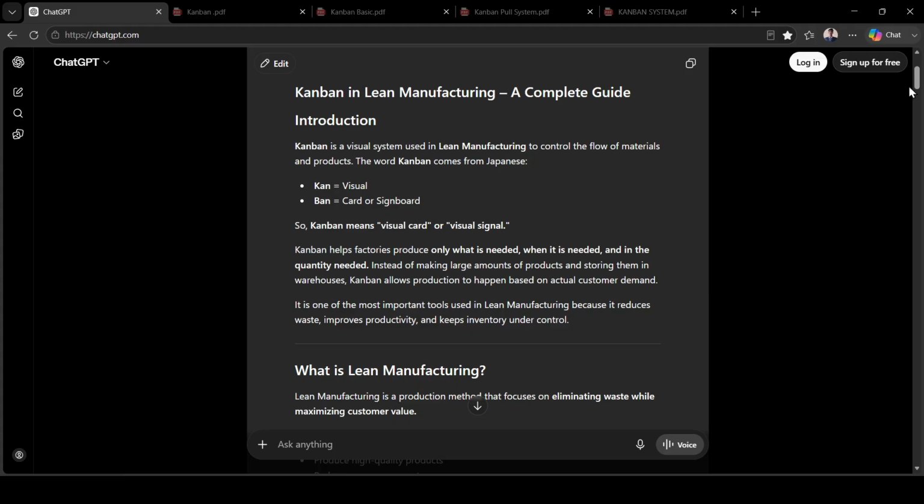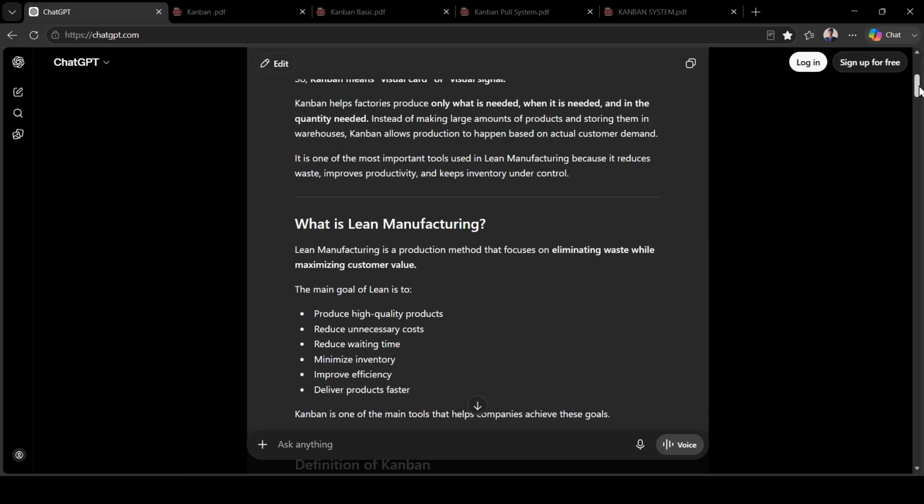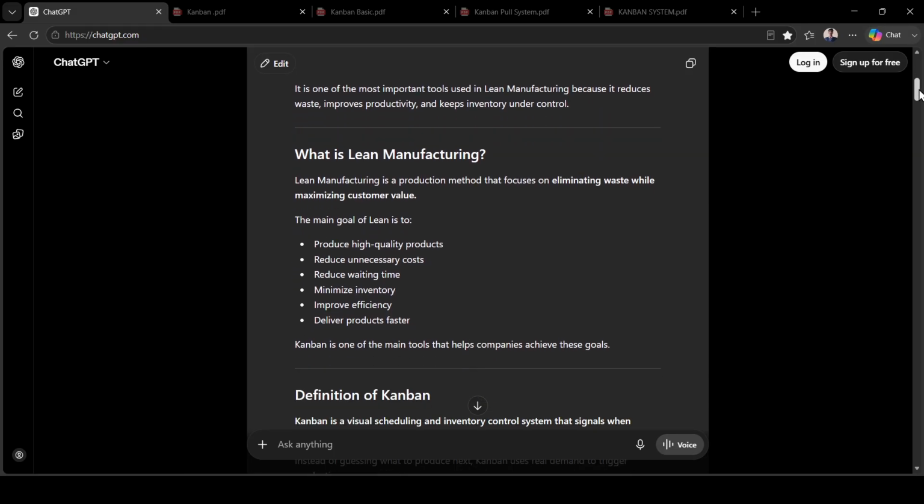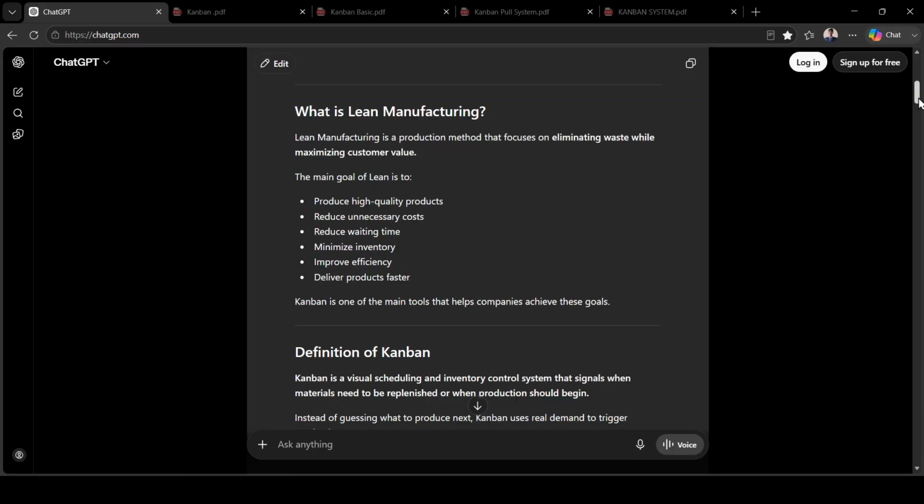So, what is lean manufacturing? Lean manufacturing is a production method that focuses on eliminating waste while maximizing customer value. The main goal of lean is to produce high quality products, reduce unnecessary costs, reduce waiting time, minimize inventory, improve efficiency, deliver products faster, and Kanban is one of the main tools that helps companies achieve this goal.